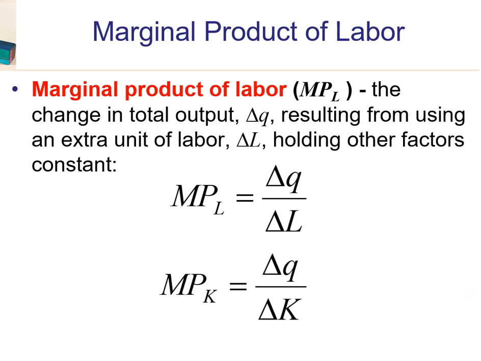So in a similar fashion, we define marginal product of capital, where it's your change in output divided by your change in capital. If you change your capital by 1, this is the additional output that you get from one more machine or one more piece of capital. Whereas again, marginal product of labor is the additional output you get if you have one more worker.